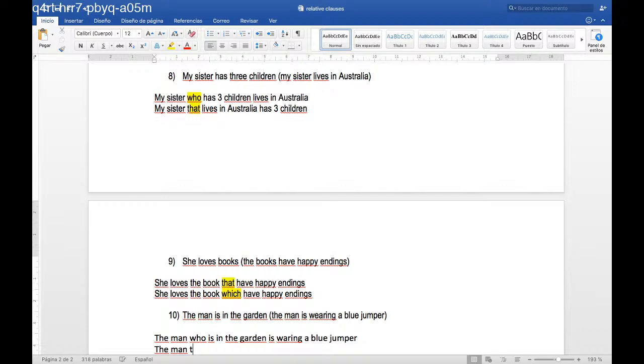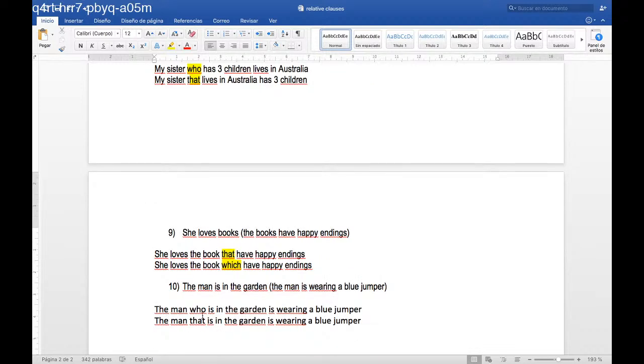that is in the garden is wearing a blue jumper. Okay. Also, I can say the man that is wearing a blue jumper is in the garden. So I can switch the elements, right, as I told you. But the most important thing is that we are joining two sentences using the relative clauses according to my sentence.